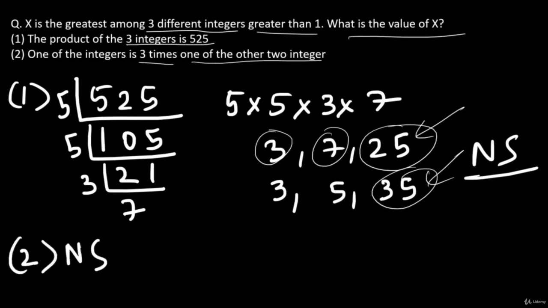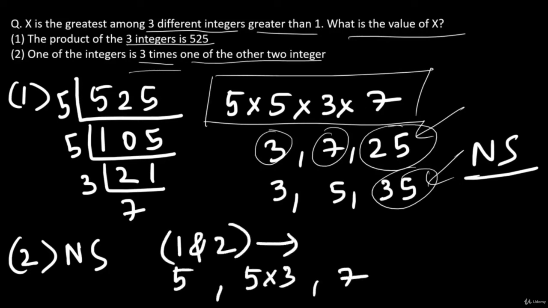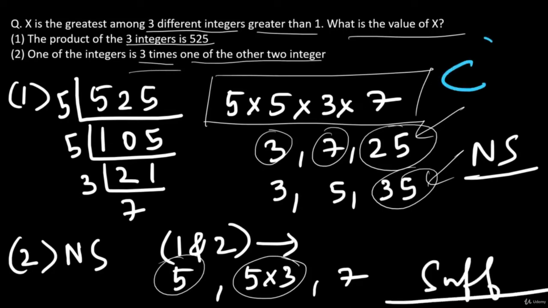What about statement 1 and 2 together? So I know that the product of the integers is 525. So that's 5 into 5 into 3 into 7. And statement 2 says one of the integers is 3 times one of the other two integers. So you can see that there is only one possibility of combining these two pieces of information together. The numbers have to be 5, 5 into 3 and 7. So over here you can see that 15 is 3 times 5. Now in this case you can find the value of x, and therefore the correct answer to this question is option C. That is, you can solve it only by using both the given pieces of information.